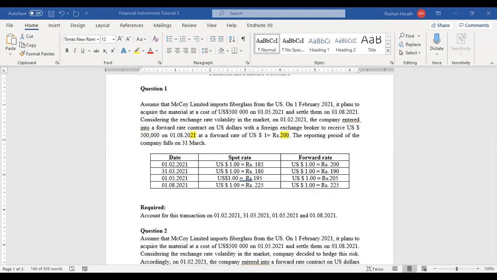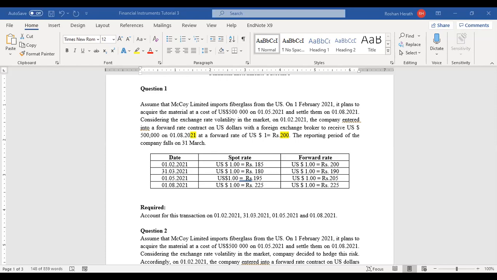Forward rate agreement. So when it comes to forward rate agreement, it asks us to account for 1st of February 2021. What do you think? When it comes to this forward rate, what would be the accounting on the day you enter into the transaction, the day you enter into the forward rate agreement? What may be the initial accounting?